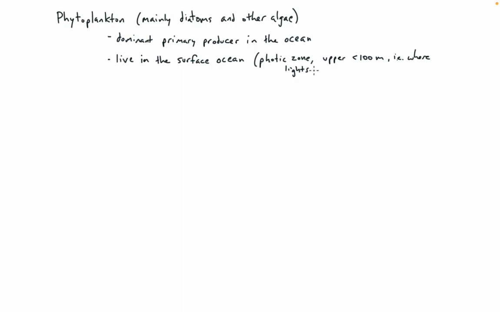So if you're near a coast, the water would tend to be more muddy, so the photic zone will be less deep, but away from the sources of sediments, it could be deeper than this. And where do they get their CO2 to perform photosynthesis? It's the dissolved CO2 in the water. So they consume dissolved CO2 and they produce oxygen like all photosynthesizers.